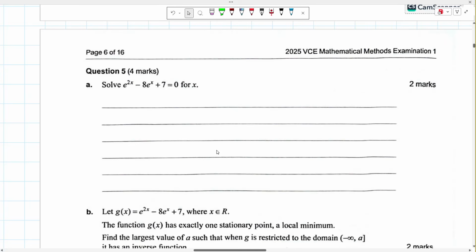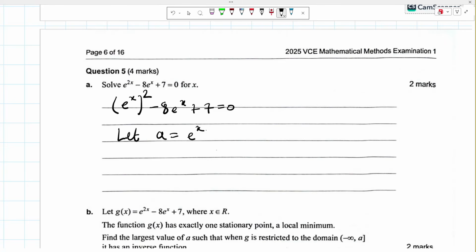Right? Okay, question 5. Solve e to the power of 2x minus 8 times e to the x plus 7 is equal to 0 for x. Okay, well, let's see. E to the 2x, we can write that as e to the power of x, squared, and the rest we can leave the same. And now you'll see that we have e to the power of x coming up multiple times, right? So we can say let a equal e to the x. Let's rewrite the equation. We get a squared minus 8a plus 7 is equal to 0.